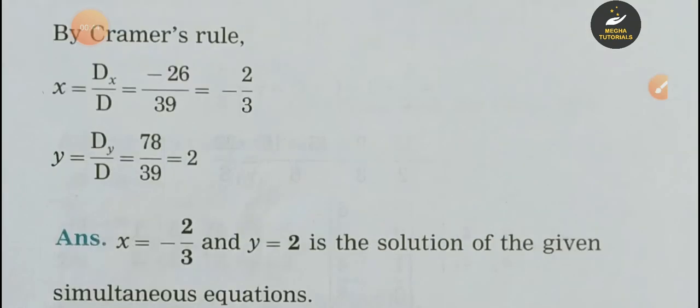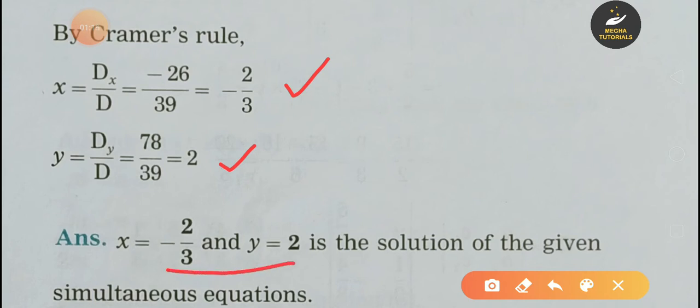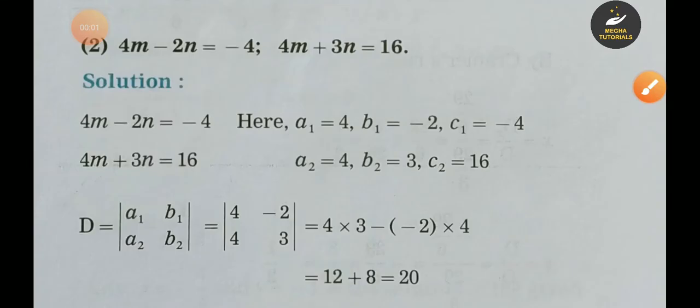Okay. Then using Cramer's rule, x is equal to dx upon d, which is minus 26 upon 39. So 13 is the common factor. So you will get minus 2 upon 3. Then y is equal to dy upon d is equal to 78 upon 39. Okay. So 39 twos are 78. So we are getting value of y is equal to 2. Therefore x is equal to minus 2 upon 3 and y is equal to 2 is the solution for the given simultaneous equations.